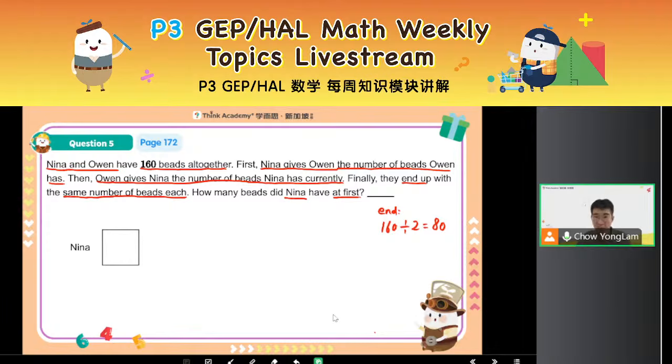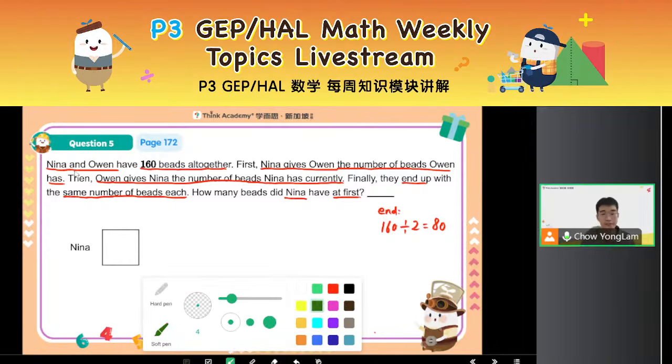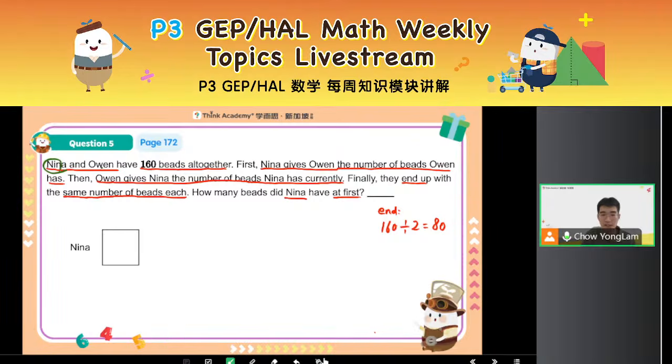Can we draw for Nina only? No, because here we need to track two people's quantities, right? Nina and Owen at the same time. They are giving and taking from each other at the same time, so we have to track their quantities together. So the hard part about this question is you need to keep track of two train diagrams at the same time. Or for my CO kids, you might do it with a table.